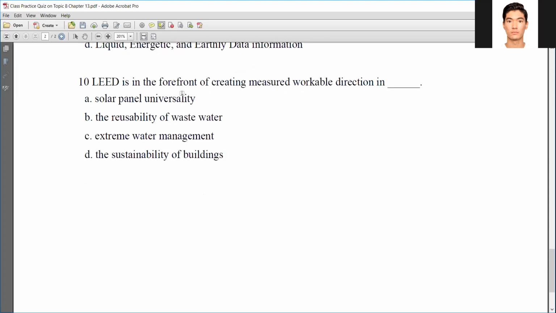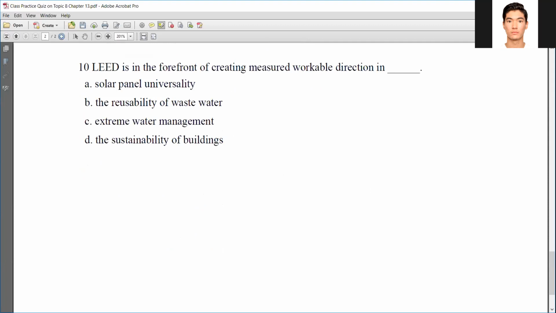Okay, number 10. LEED is in the forefront of creating measured work direction in D. I agree, D, in the sustainability of buildings. So LEED is normally used for the sustainability of buildings. Extreme water management, yeah, some part of LEED is the water management, and also wastewater and solar panels. These are some components of LEED. So overall, LEED is used for the sustainability of buildings.